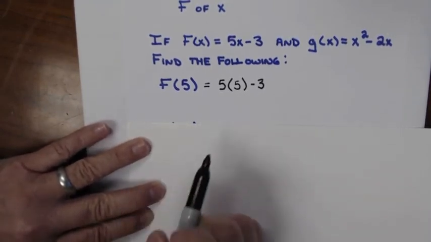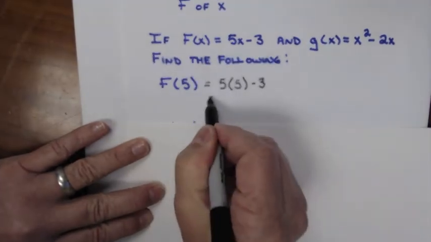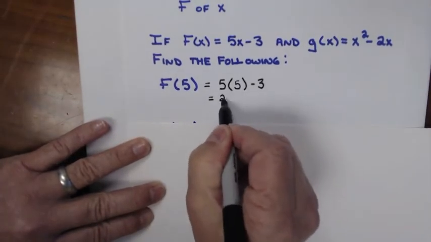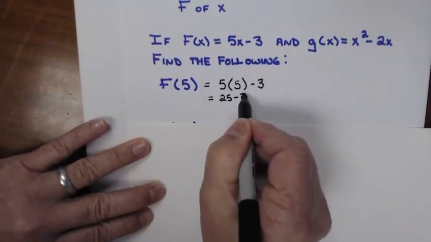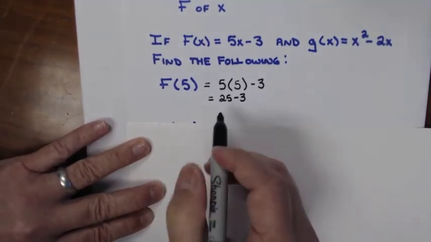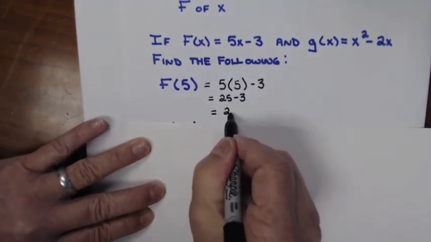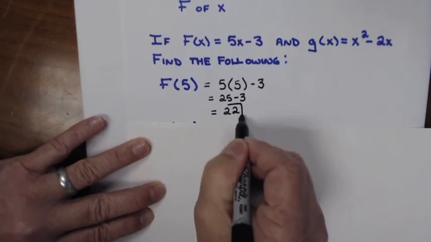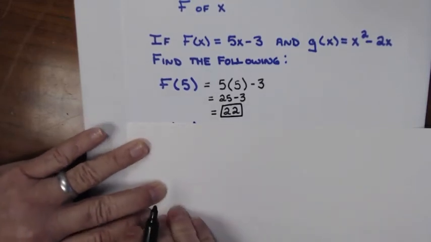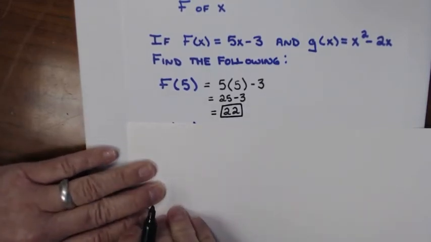According to my order of operations, I'm supposed to multiply first. 5 times 5 is 25. And then I do my adding and subtracting. 25 minus 3 is 22. That's the number you would plug in as your answer for this one, 22.